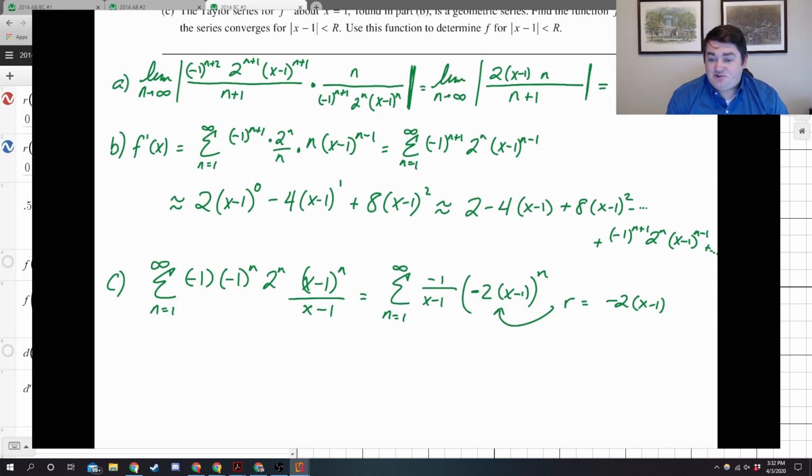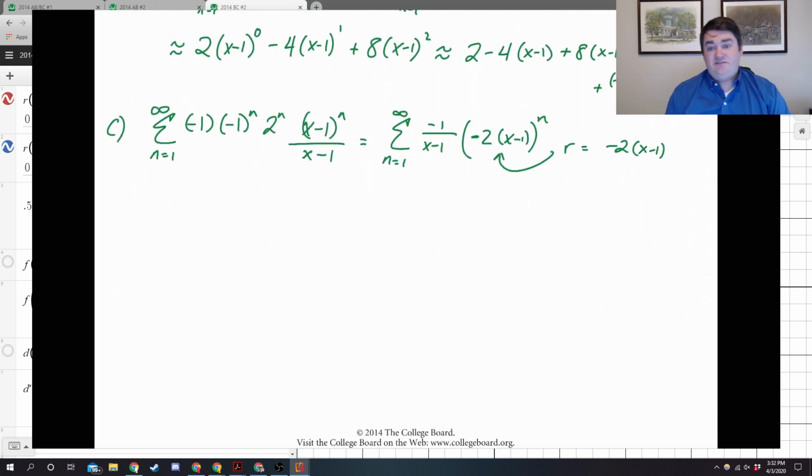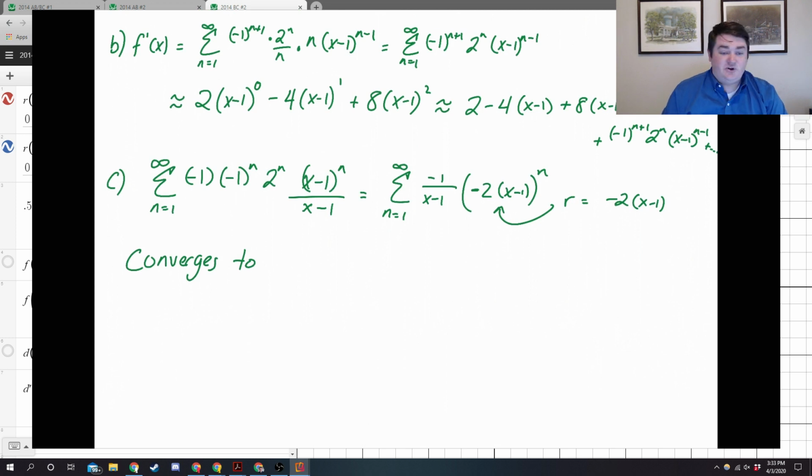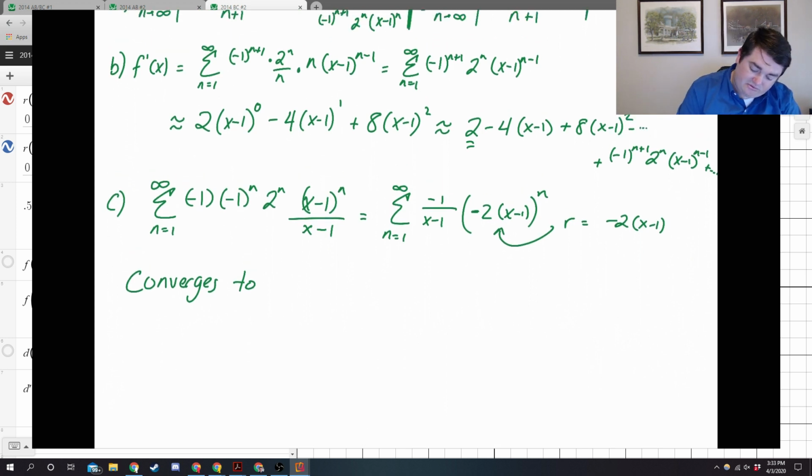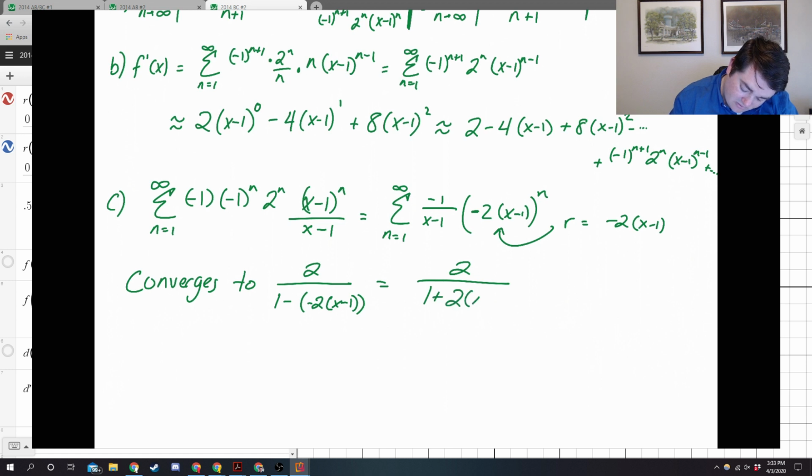And so we know that a geometric series converges, if it converges, to a sub 1 over 1 minus r. So this converges to a sub 1. Well, we already know the first term from part B is 2. So 2 over 1 minus -2 times x minus 1, which is 2 over 2x minus 2 plus 1, 2x minus 1.